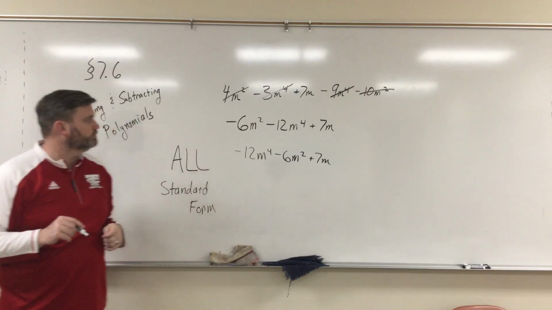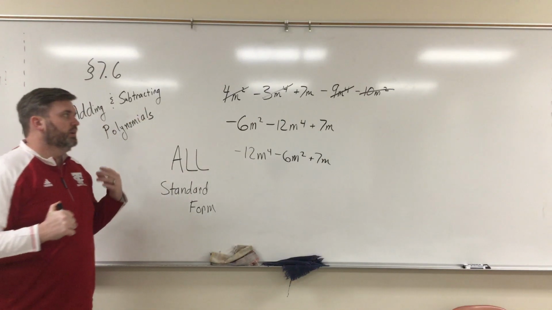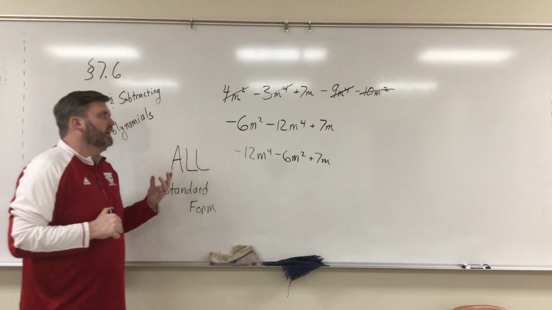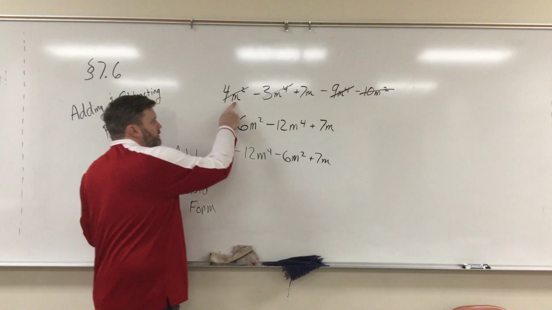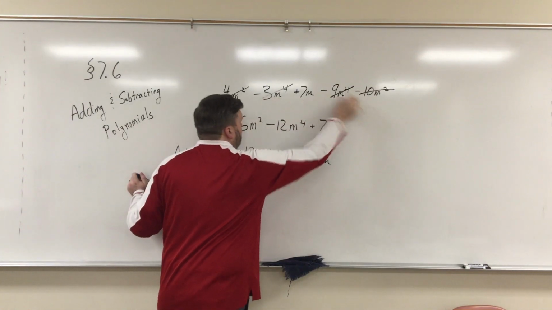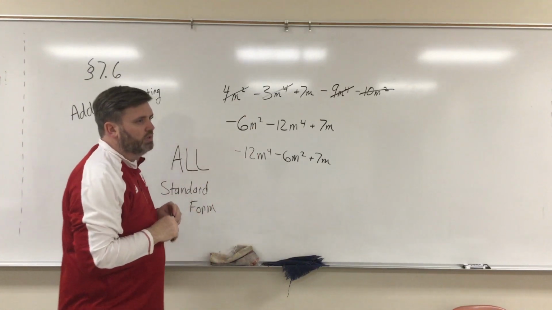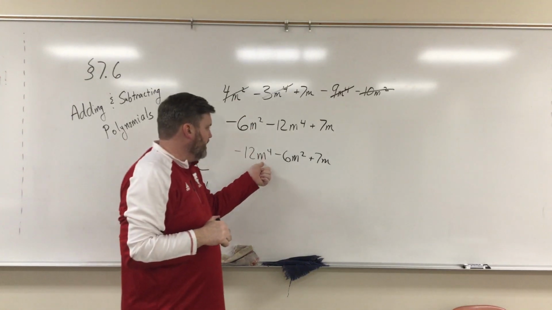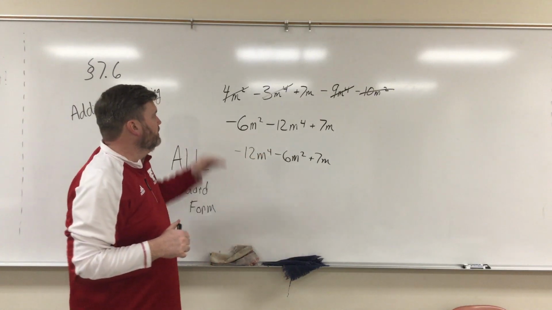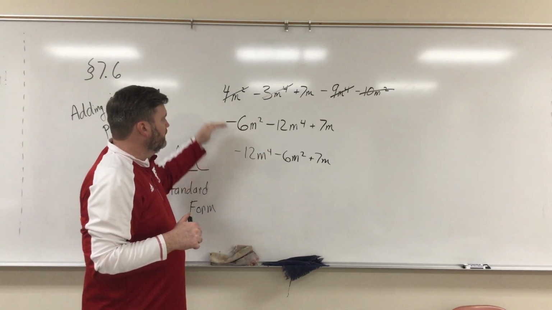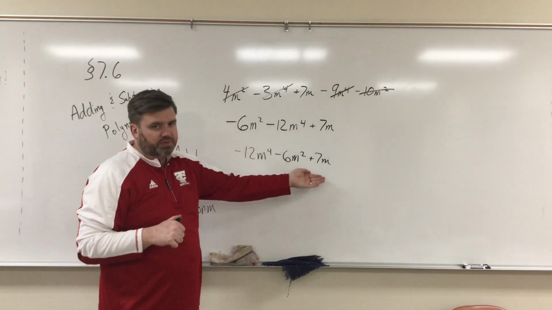Now I'm not going to take the time to do this, but it is true. If I let m be equal to 2, I could plug 2 in here, here, here, here, and here, multiply all that out, add it together, and I get some number, whatever that number is. If I let m be 2 down here, I should get that same number. In other words, these are equivalent statements. They're equal to the same thing. This one is just simplified, cleaned up.